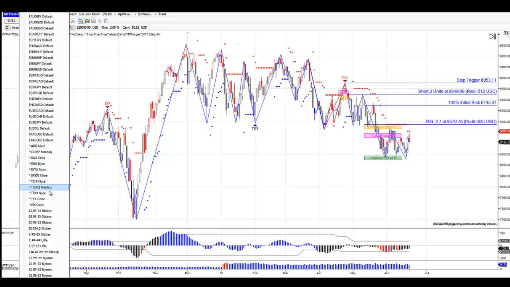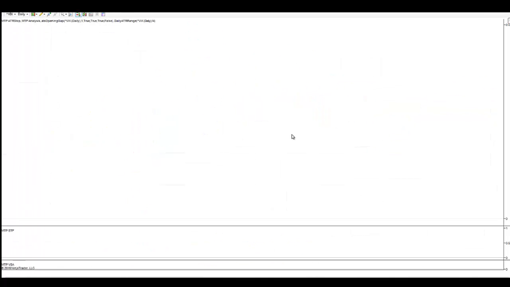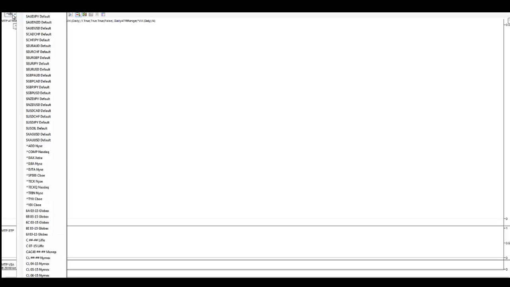Let's see if they'll allow us to pull up the VIX. Don't know that they'll allow us to pull up the VIX. Nope.